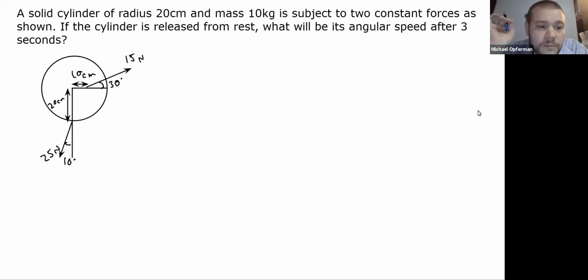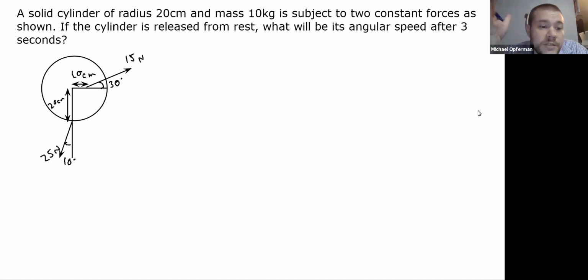All right, let's try a problem here where we have to do a little bit of everything. So we have in this problem a solid cylinder, radius 20 centimeters, mass 10 kilograms. There are two constant forces acting on it. The cylinder is released from rest. What will be its angular speed after 3 seconds?